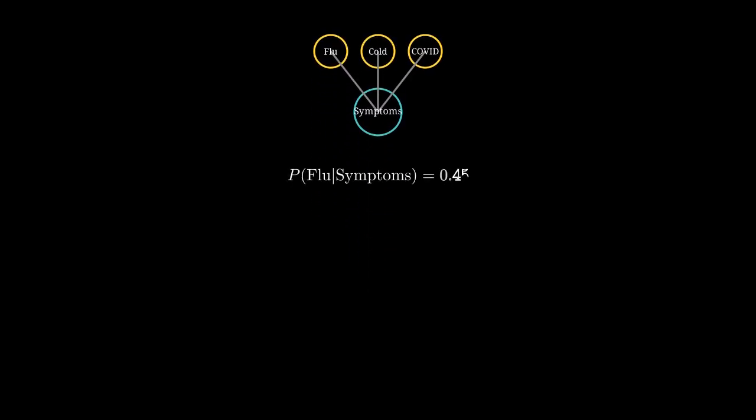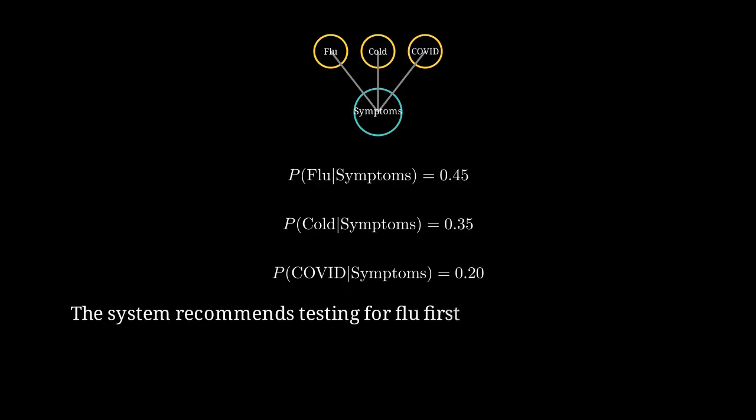Computing posteriors. We might find flu has probability 0.45. Common cold has probability 0.35. And COVID has probability 0.20, given just these symptoms. Based on these probabilities, the system recommends testing for flu as the most likely diagnosis.